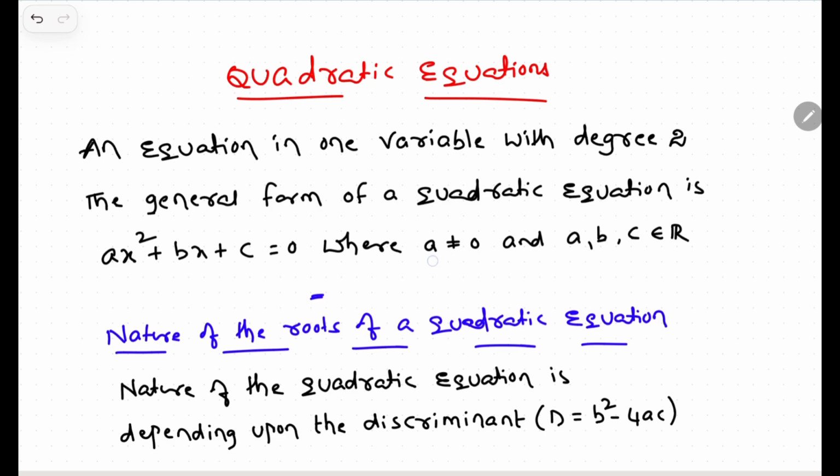Here the value of a cannot be equal to 0. If a becomes 0, then it will become a linear equation. Here a, b, c belong to any real number.